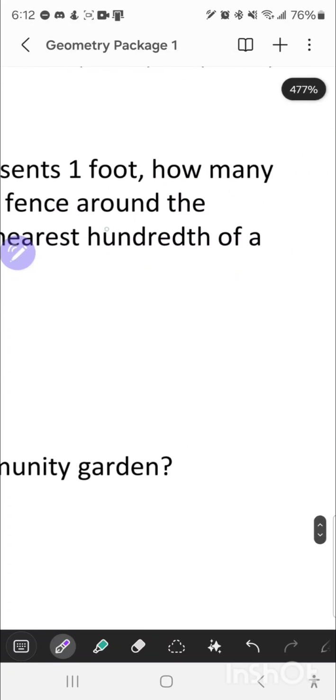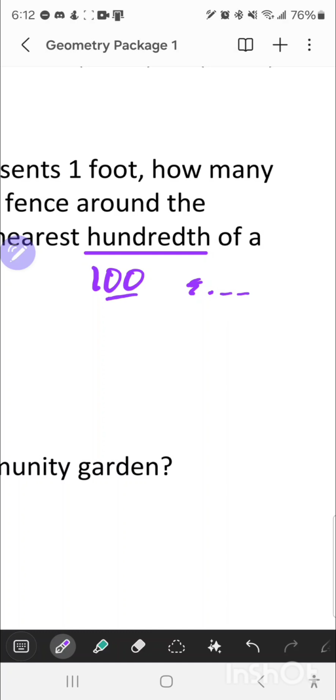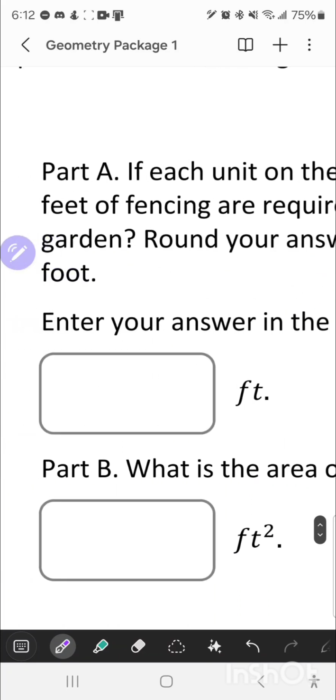If you see hundredth, it means two places after the decimal point, like in 100 there are two zeros, so you need two places after the point. I hope you understood that. If you have any questions, go to Discord and ask me in the question channel, and I'll answer.